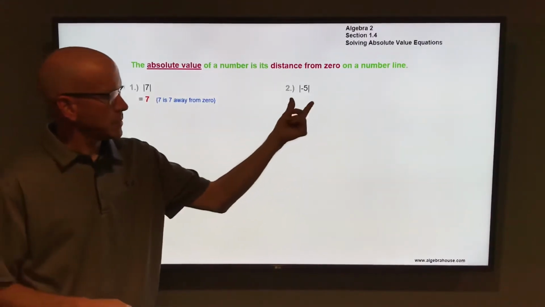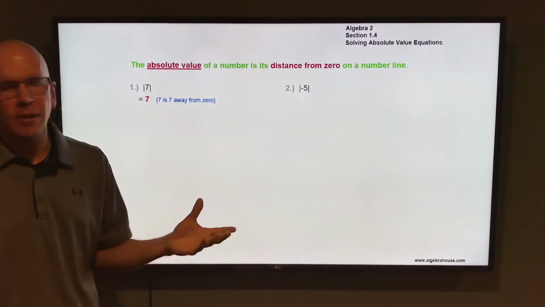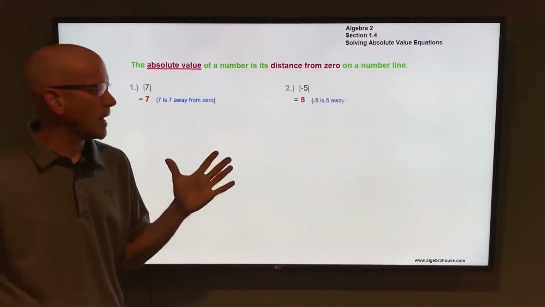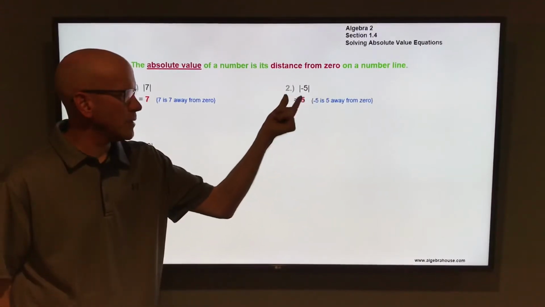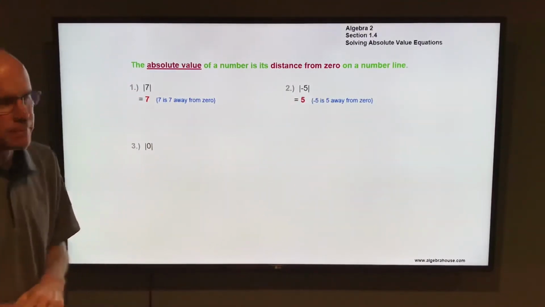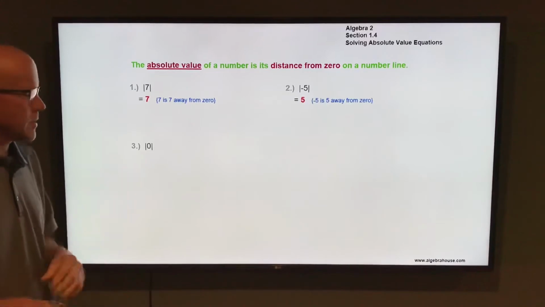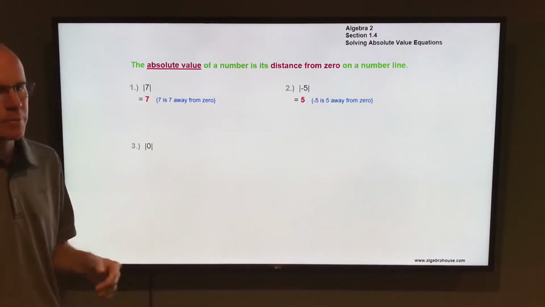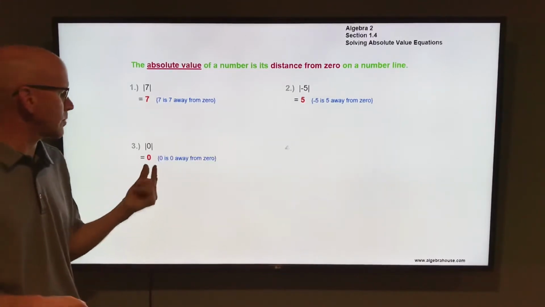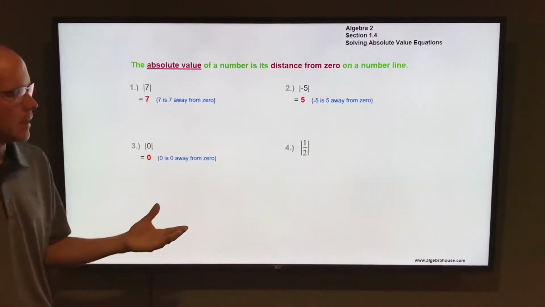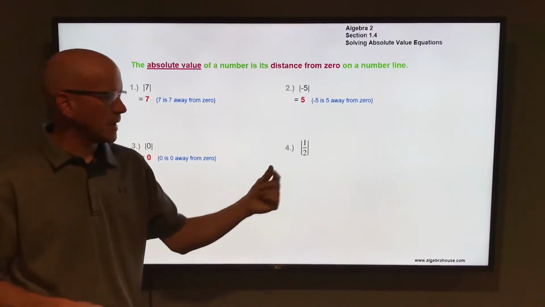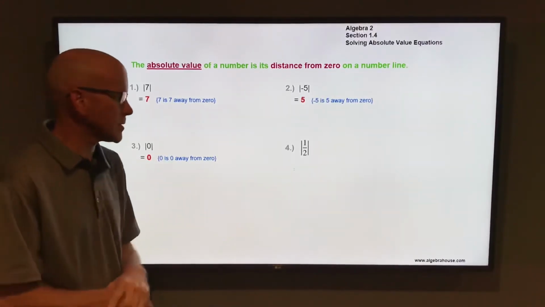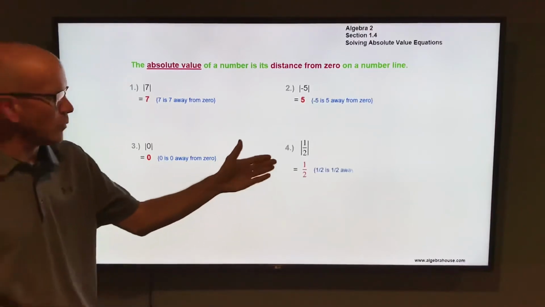If you're looking at the absolute value of negative 5, think to yourself, how far is negative 5 away from 0 on a number line? It is 5 away from 0, so the absolute value of negative 5 is 5. And if you're looking at the absolute value of 0, that's not too tough. How far is 0 away from 0? 0 is 0 away from 0 on the number line. And finally, the absolute value of 1/2. How far is 1/2 away from 0 on a number line? Well, of course, it's 1/2. So the absolute value of 1/2 is 1/2.